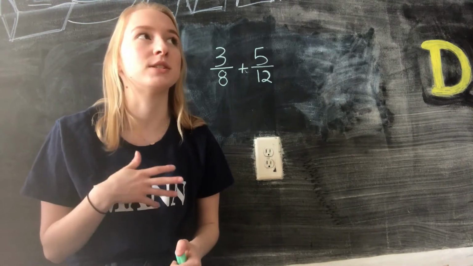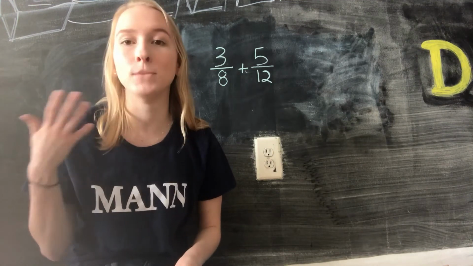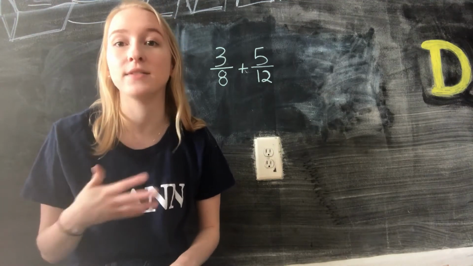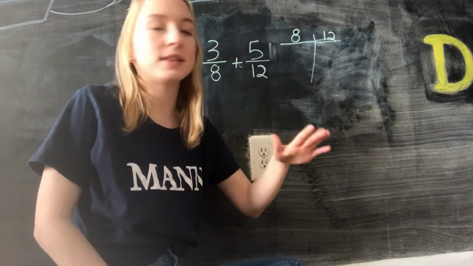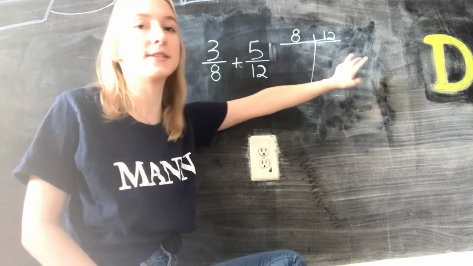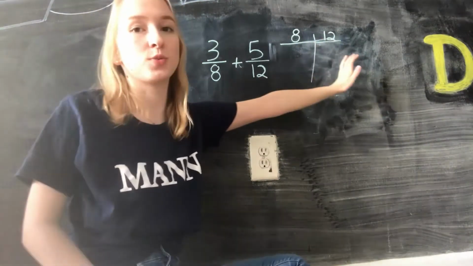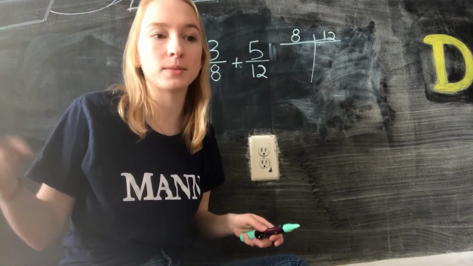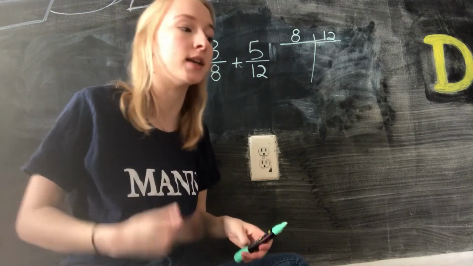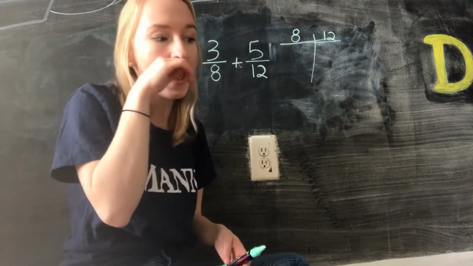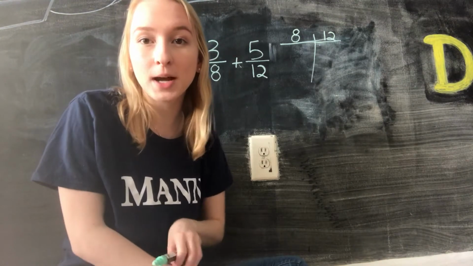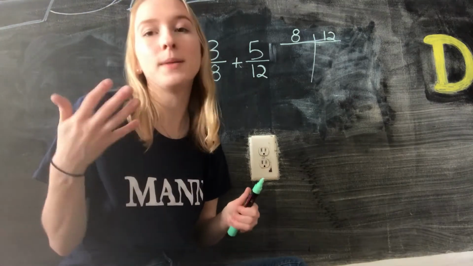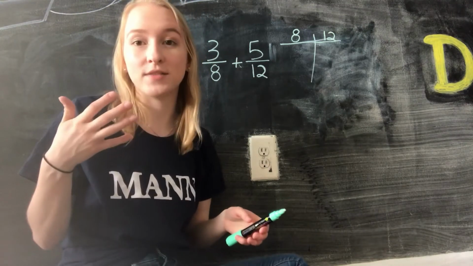So what you do is you start to see what multiples these numbers have in common. What this looks like is you're going to make a chart with 8 and 12. And then you're going to go through each number, multiplying it, like 8 times 1, 8 times 2, 8 times 3, and do the same thing with 12 a couple times to see if you come up with a number that they both have in common.